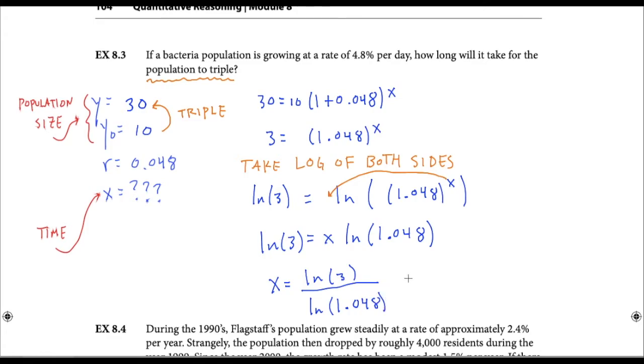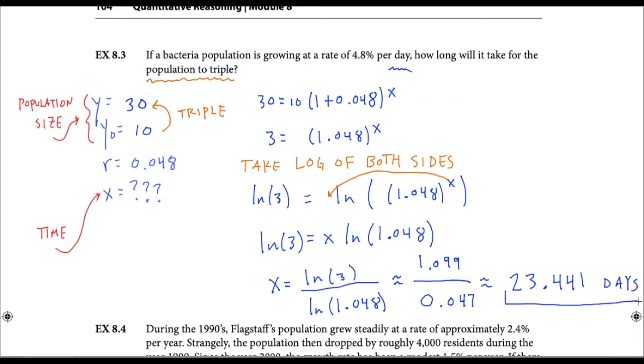Now I can plug that in my calculator to get an approximate value. So I get an approximate final value of 23.441. Looking back at the statement of the problem, I notice that the units on my x value are days. So this will be approximately 23 days in order for any initial population to triple in size.